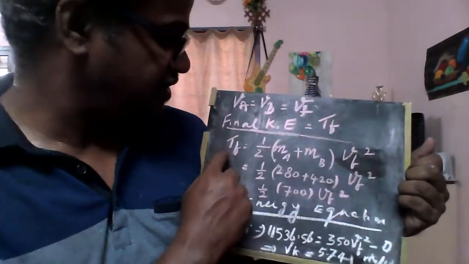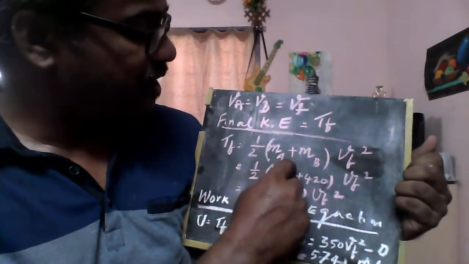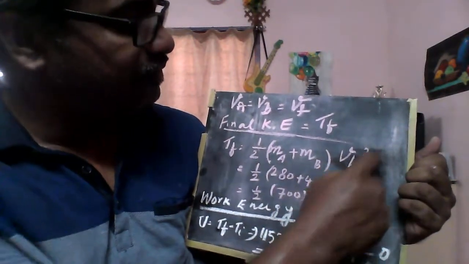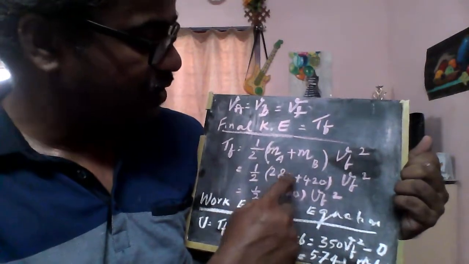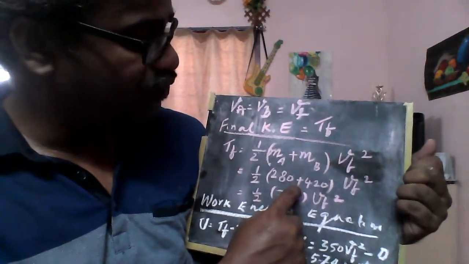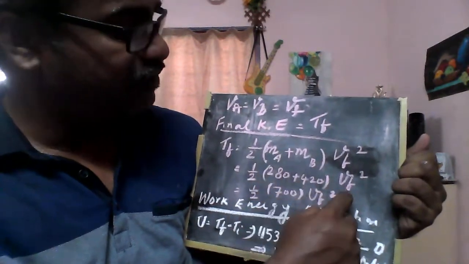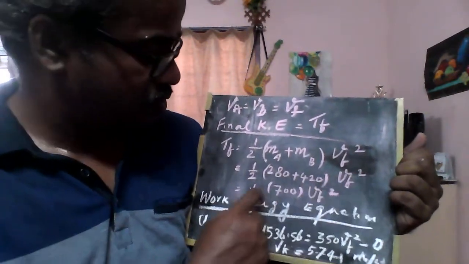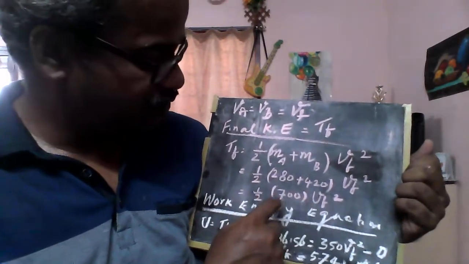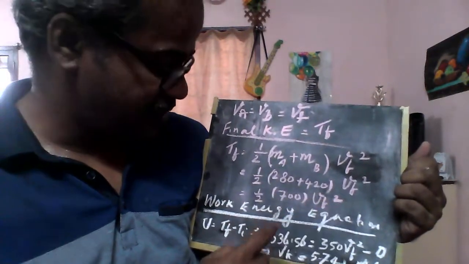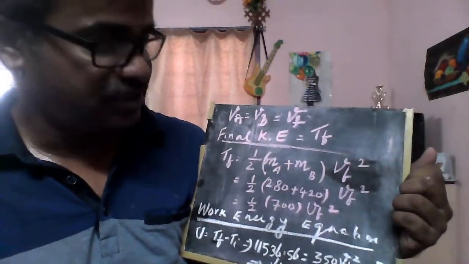So the final kinetic energy, similarly, Tf is equal to half into Ma plus Mb into Vf square. So half into Ma, which is 280, plus Mb, which is 420, the mass of A and the mass of B, into Vf square. So half into 700 will be 350 Vf square. So that is my final kinetic energy.